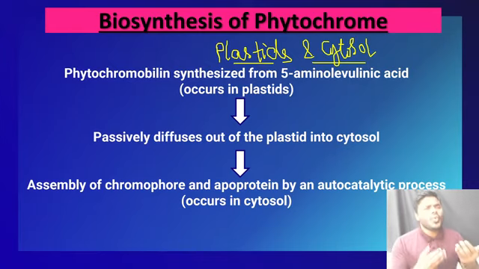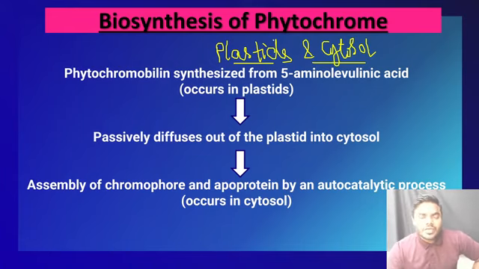But one more question for part B. Which of the following can act as a precursor? Which of the following can act as a starting material for the biosynthesis of the phytochrome? The starting material we can call 5-aminolevulinic acid. What was that?